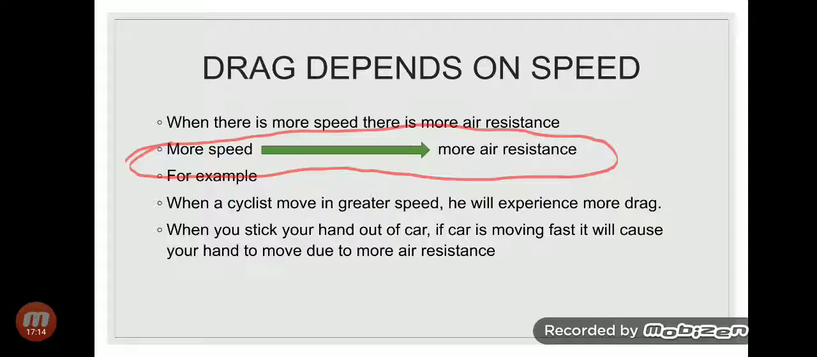Number one, I have told you that drag depends on two things. Number one, surface area. Number two, speed. Here, drag depends on speed. More speed, more drag. Less speed, less drag. For example, when the cyclist is moving with a greater speed, he will have more drag. Okay, and if you stick your hand out of the car, you will see that if your car is moving faster, you will experience more drag, more air resistance on your hand, like air is trying to move your hand.